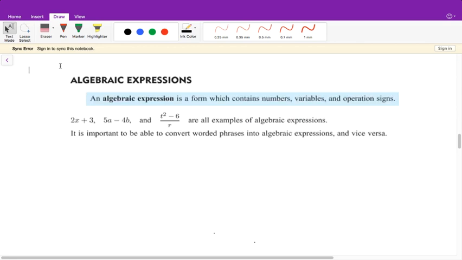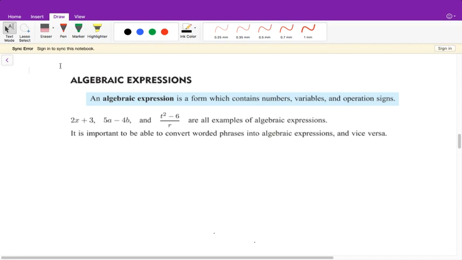All right, the next thing that we're going to go through is algebraic expressions. This algebraic expression we already discussed. It is a form that contains numbers, variables, and operation signs. So we're going to now take words and rewrite them as algebraic expressions, or vice versa, where we will take an algebraic expression and rewrite it into words. We're going to do that one first.